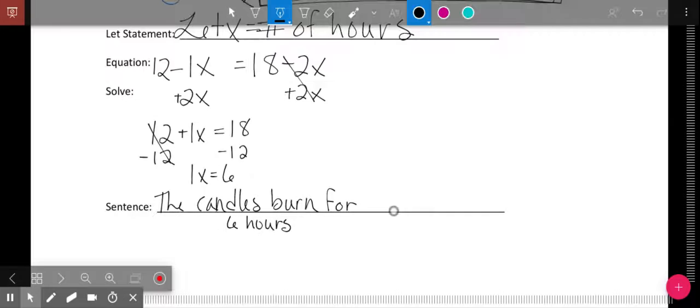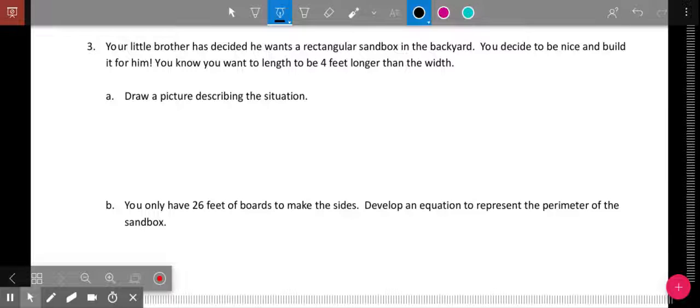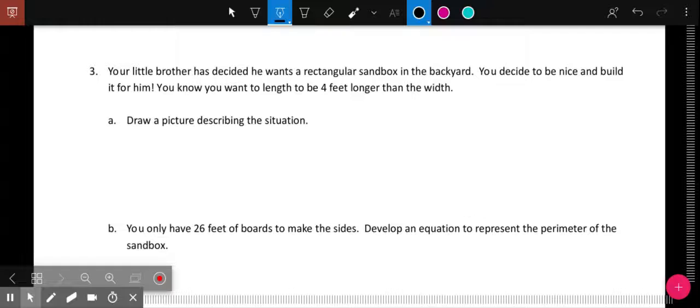Alrighty. Alright, so we're going to do one more. So if you want to flip the page over, we're going to do one more together. Okay, and this one says, your little brother has decided he wants a rectangular sandbox in the backyard. You decide to be nice and build it for him. You know you want the length to be 4 feet longer than the width. Okay, so I want everybody to go ahead and draw a picture and set up the perimeter for me.